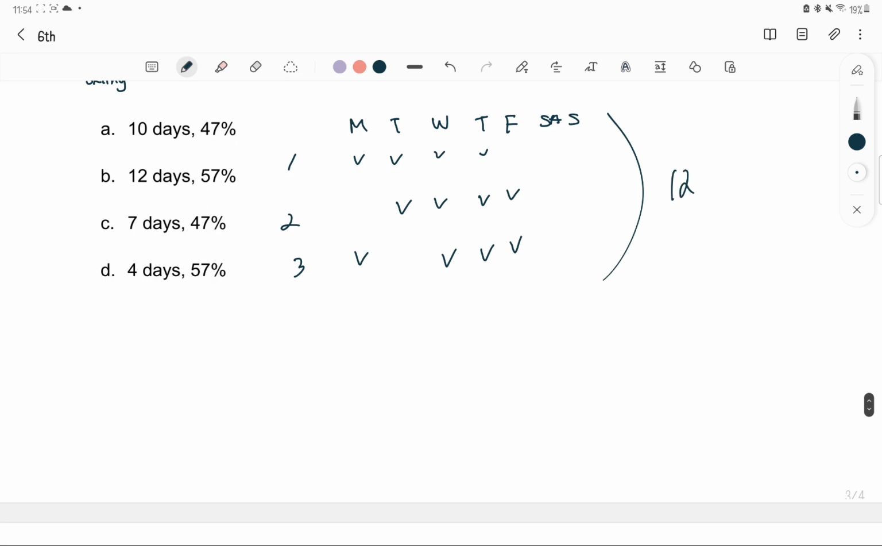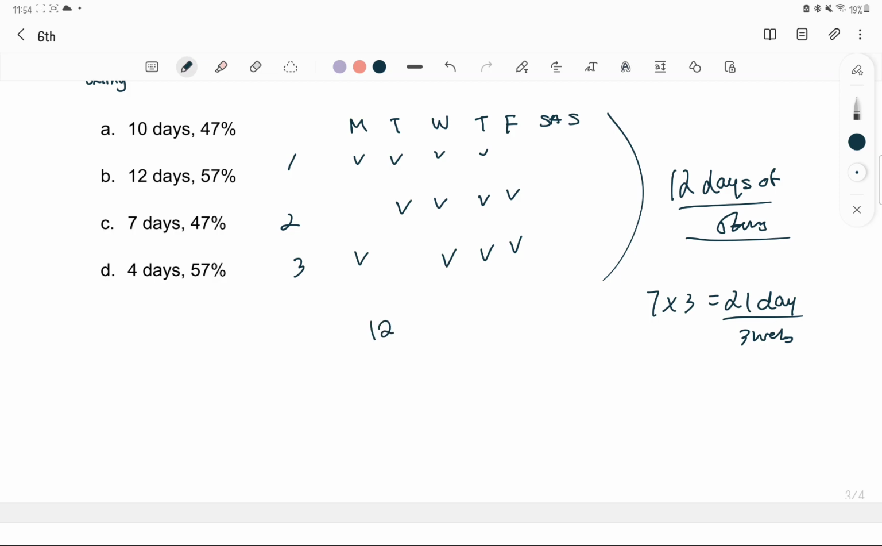So there's a total of 12 days of skiing, right? And the total days is 7 times 3, 21 days in a total of 3 weeks. So the percentage is 12 out of 21, which is B. And if you divide, you will get 57%. So thank you and see you next time.